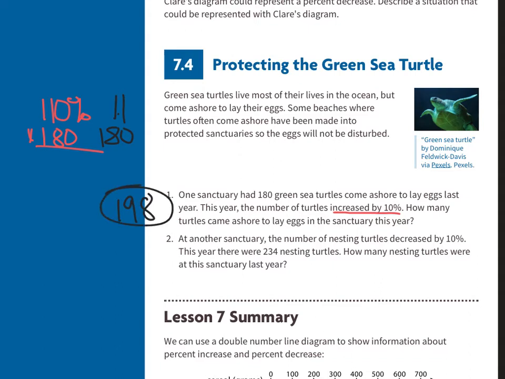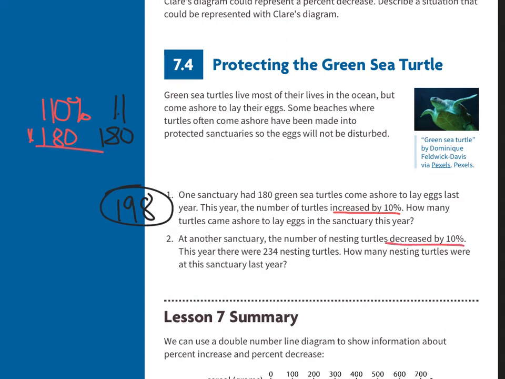You could also have found 10% of 180 is 18, and then just add 180 plus 18 more and get 198. Number 2, this one's a little different because they give us the new number and we need to find the original number. It says at another sanctuary, the number of nesting turtles decreased by 10%. This year there were 234 nesting turtles. How many nesting turtles were at the sanctuary last year? All right, so because we're finding the original amount from the new amount, instead of multiplying, we're going to divide.